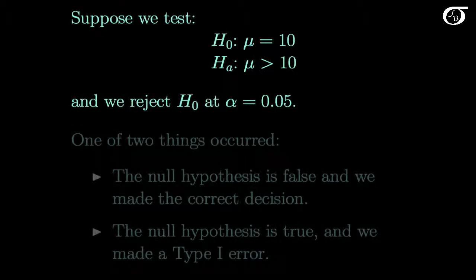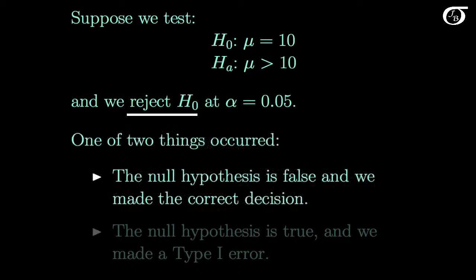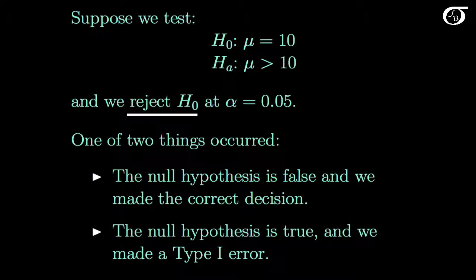Suppose we test the null hypothesis that mu is equal to 10 against the alternative that it's greater than 10, and we carry out the test in the usual way, and we end up rejecting the null hypothesis at an alpha level of 0.05. One of two things occurred. The null hypothesis is false, and we rejected it, so we made the correct decision. Or the null hypothesis is true, and we rejected it, so we made a type 1 error. In practice, if we reject the null hypothesis, we are simply not going to know which one of these two things occurred.